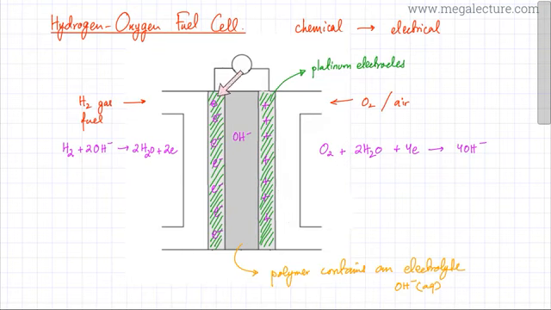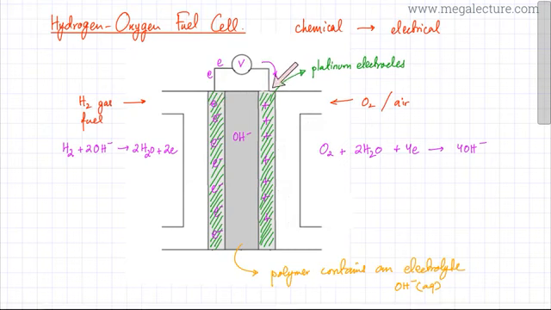Now, if you look at both the electrodes, one electrode is getting negatively charged, electrons are being produced on this electrode, and the other electrode is getting positively charged. So if you connect an external circuit, and let's say this one is your voltmeter, electrons would flow from the negative potential to the positive potential.